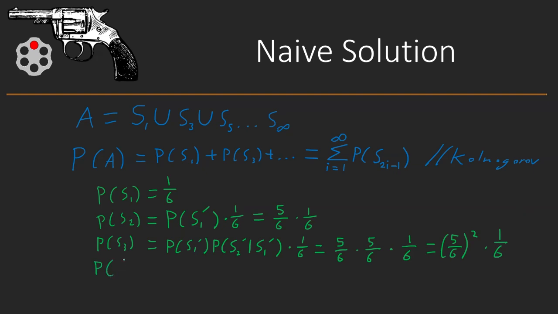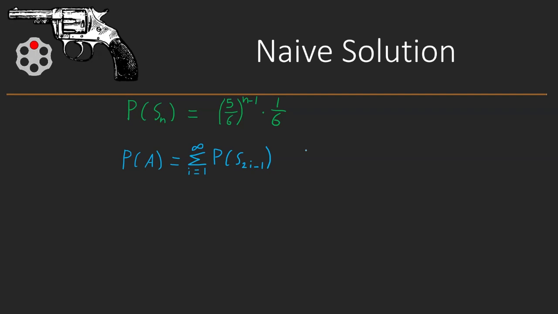So we can say that the probability that Si happens for any integer i is equal to 5 over 6 to the power of i minus 1, because event 3 has a 2 here, event 2 has a 1 here, event 1 has a 0 here, multiplied by 1 over 6. Okay, this formula we can plug straight into here, and that will help us to compute P of A. But we'll do that on the next slide.